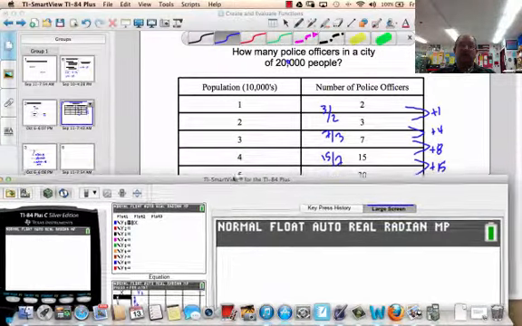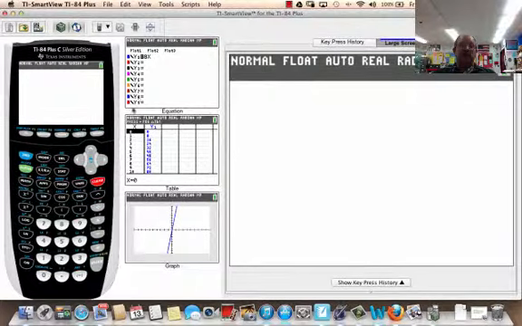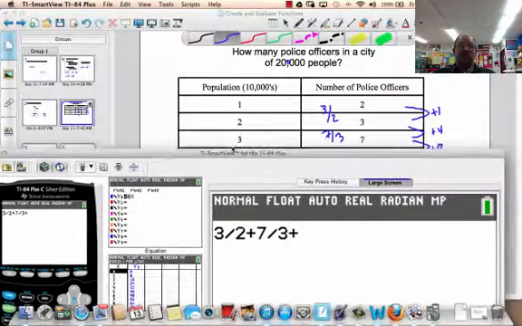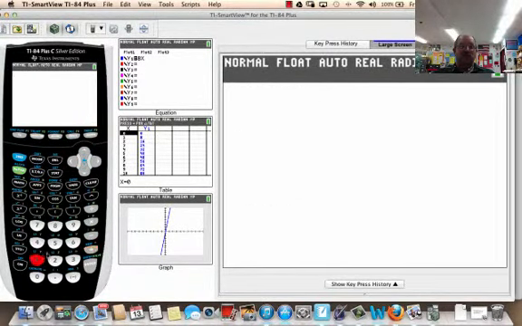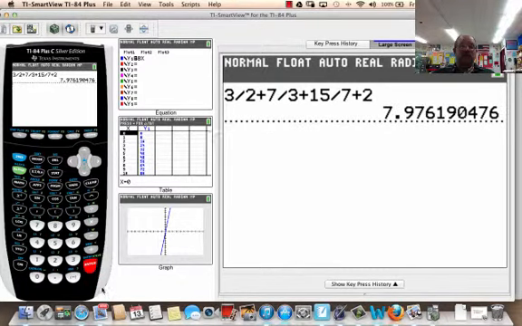Oh, for the love of Moses. Numbers 3/2, 7/3. So 3/2 plus 7/3 plus 15/7 plus the last one was 30 divided by 15, which is 2. Enter. So I get 7.97.